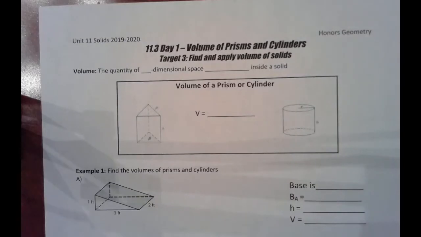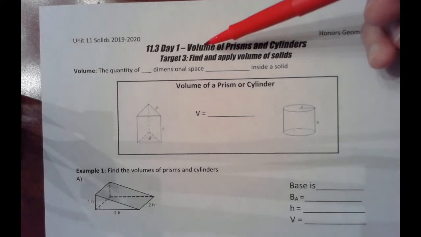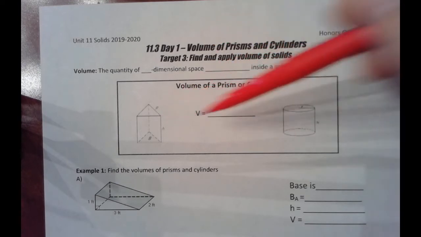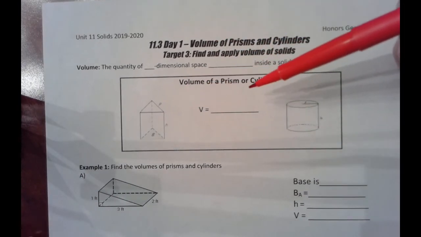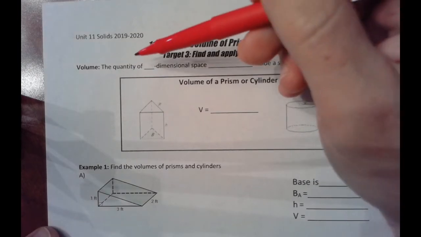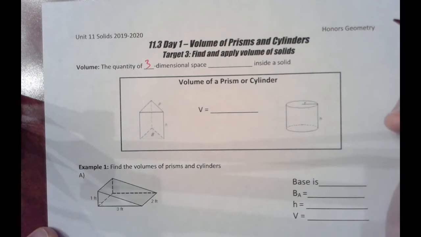Alright, 11.3 day 1. So what happens from 11.3 and 11.4 is we're going to do the same shapes as we did for 11.1 and 11.2, but instead of doing surface area, now we're going to be doing some volume. Otherwise it's the same stuff, same shapes, same order, new formulas, because now we're going to talk about the inside of an object rather than the outside. The quantity of the three-dimensional space inside of a solid.